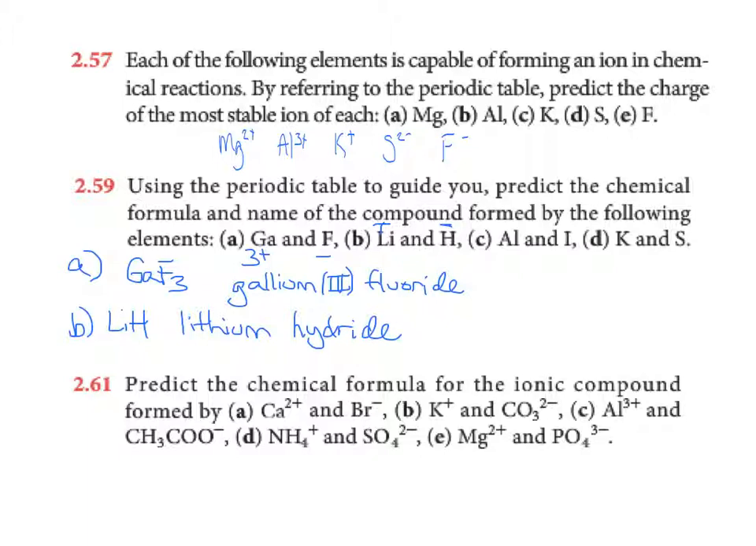Okay, next one, aluminum and iodine. So we know from before that aluminum is 3 positive, iodine is in the same column as fluorine, so it's just going to be 1 negative. So this is going to look very similar to the gallium-3 fluoride. The only difference is that aluminum is not a transition metal, so we don't need the Roman numerals. So this is just going to be AlI3, and we're just going to call that aluminum iodide.